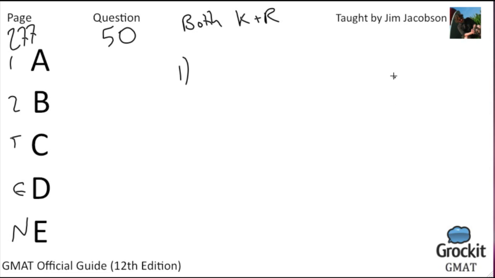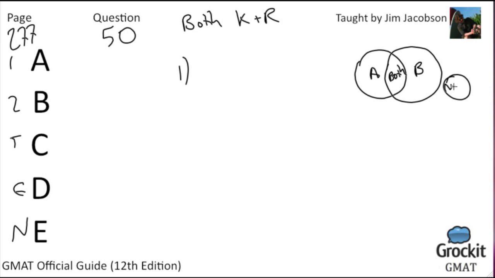You may remember that there's a formula for overlapping sets. Remember, that's the thing that looks like the credit card logo, where you have A and B, and in here we have both, and then if any are not in either, then neither is over here. And the formula, the total number of people equals A plus B minus both, because we're double counting, plus neither.